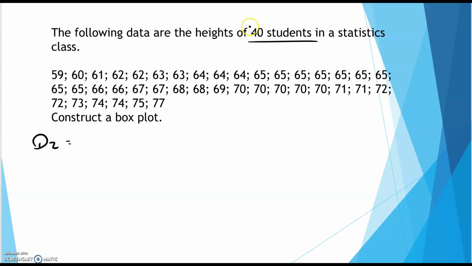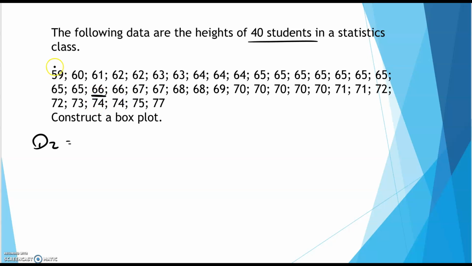Now, since I've got an even number, 40 students, I need two numbers that are smack in the middle. So we could number this 1 through 40. And then what I need to find is between 1 and 40. If I break it in half, that would be 20. The 20th number is right here.